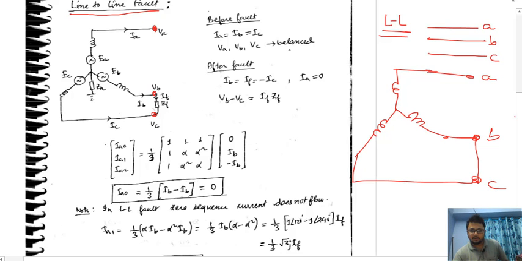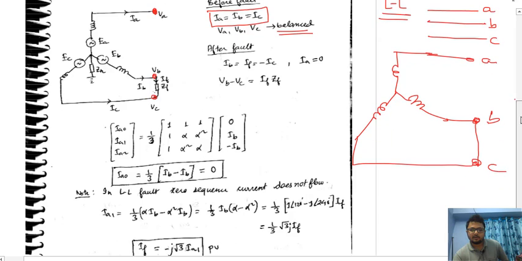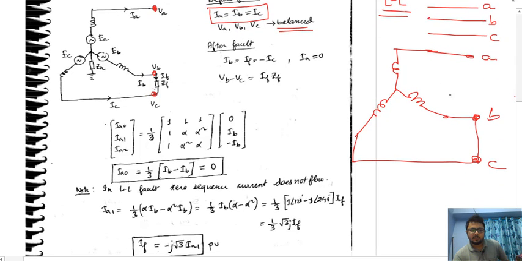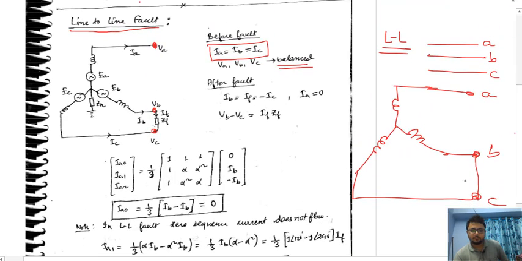Before any fault, IA, IB and IC are equal, that is, voltages VA, VB and VC are balanced. Now after the fault, between two lines, that is B and C, the path becomes, this Z will become 0, the least impedance path. The whole current is going to flow through this path.